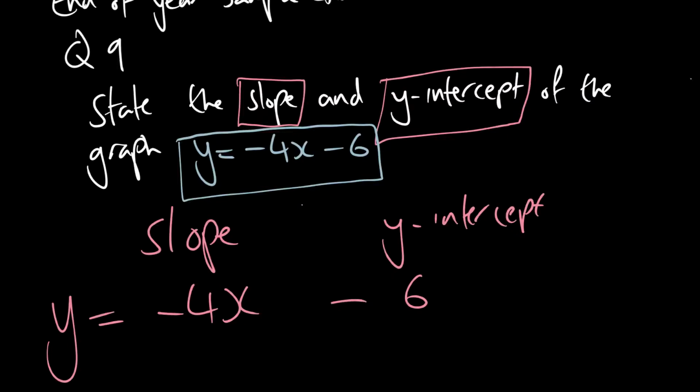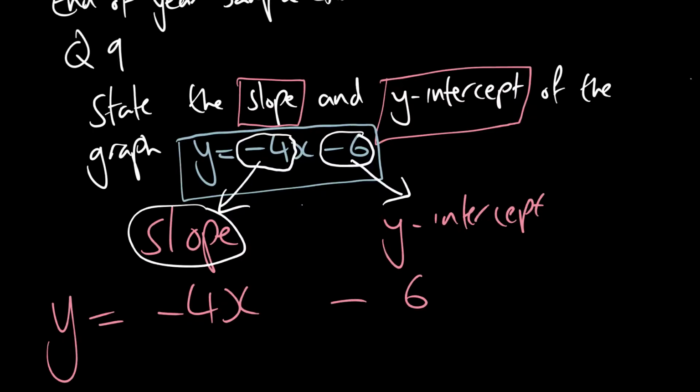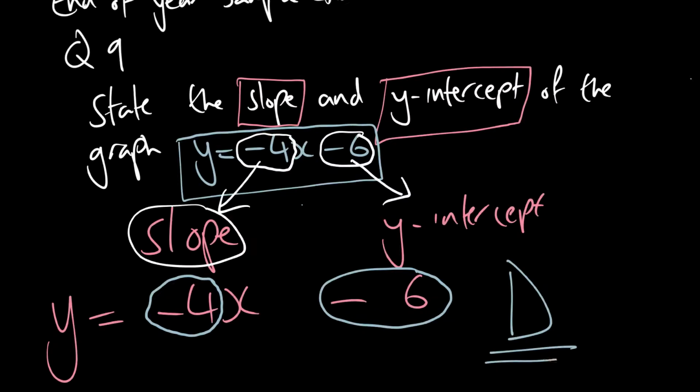What you have to remember is that the number that comes before the x is the slope. And the number that comes after the x in this kind of formula is the y-intercept. So if you have a look at y is equal to minus 4x minus 6, you will see that the slope here is the number minus 4. And the y-intercept is minus 6. And this is the same as answer D. That's it. That's all you have to do.